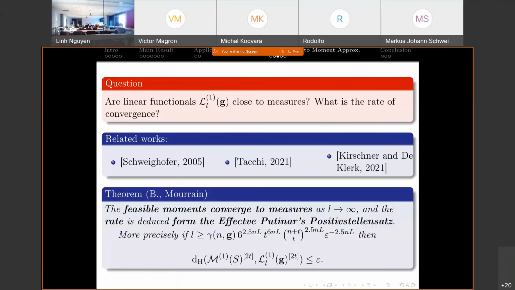Now what we want to prove here: we already know that there is convergence, but what we can prove is that the convergence of the feasible moment sequences to measures can be deduced. The rate of this convergence can be deduced from the effective Putinar's Positivstellensatz. I don't want to enter into the details of these bounds. They are horrible, of course. But what we can prove is that the convergence to moments of measures depends on the effective Putinar Positivstellensatz. It's a direct application, let's say.